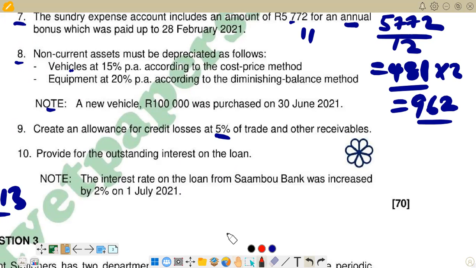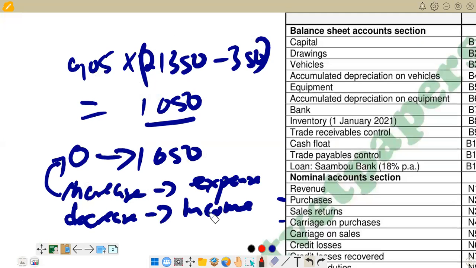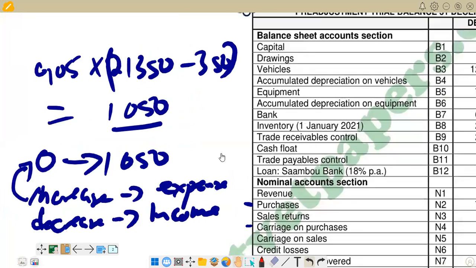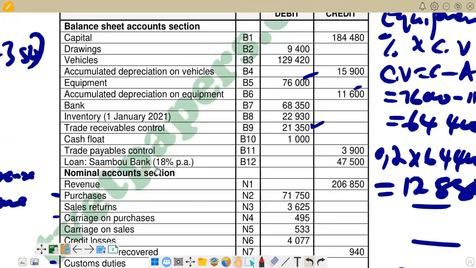So what does it mean? It means from 1 January to 30 June, it was 2% less, and then it was increased by 2%. So we check now in the list of balances the information that we are given in terms of loan. If you come here, you would see that loan is here. It's saying loan for this bank is 18% per annum, which is 47,500. So what does it mean? It means before it was 18% minus 2%, which is 16%. For the first 6 months, it was 16%. Then for the last 6 months, it was 18%.